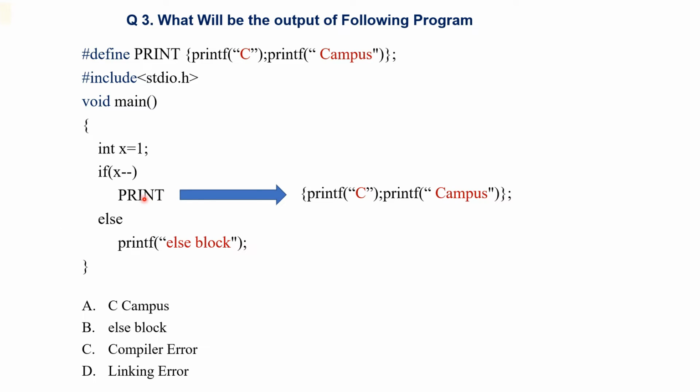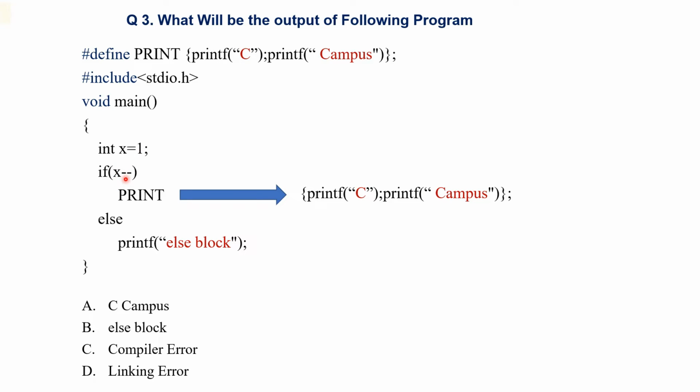So before compiling, this print will be replaced with this string, and now see what output this program will generate. Here the value of x is 1. Here the next if statement is there where the conditional expression is x minus minus. Here the postfix decrement operator is used, and we know that in postfix decrement operator the value of x will be decremented after its use, after using the value of x here. So here the value of x is 1, so 1 will be used as it is here.